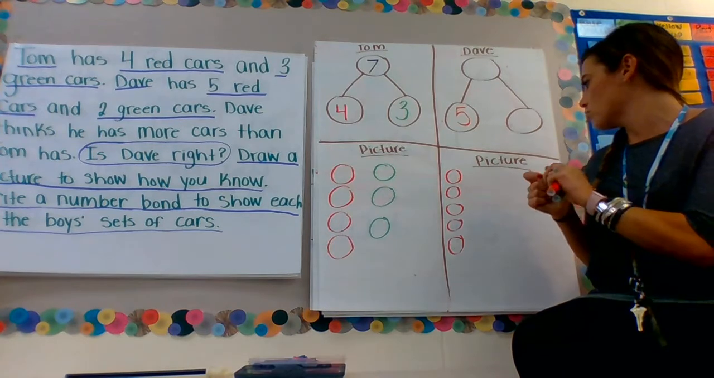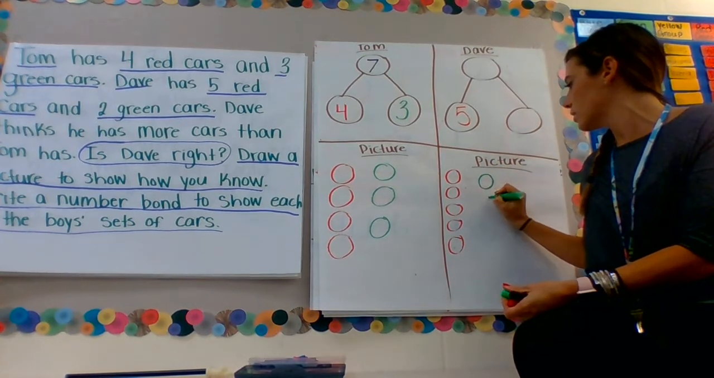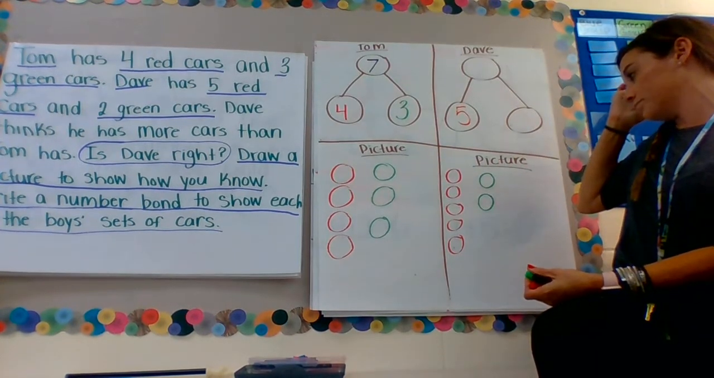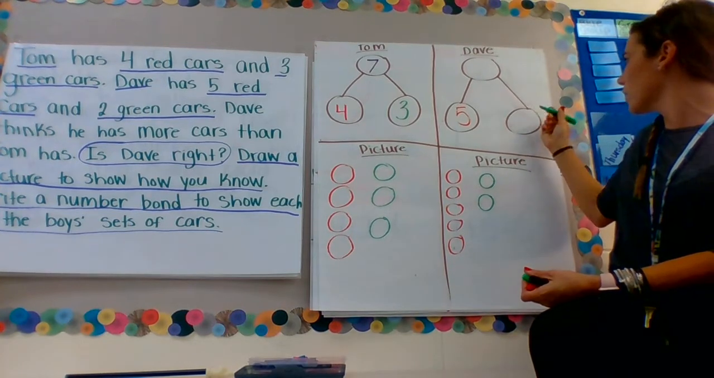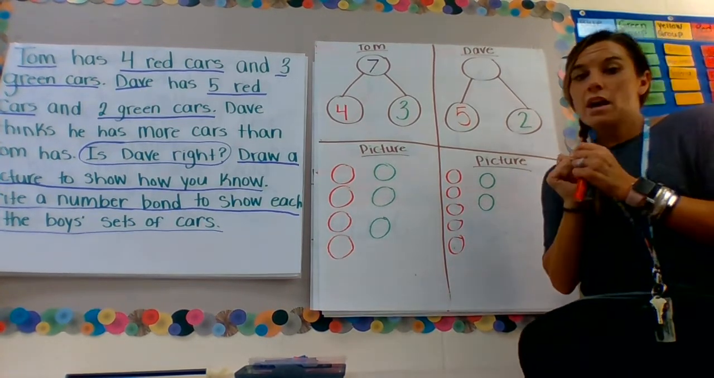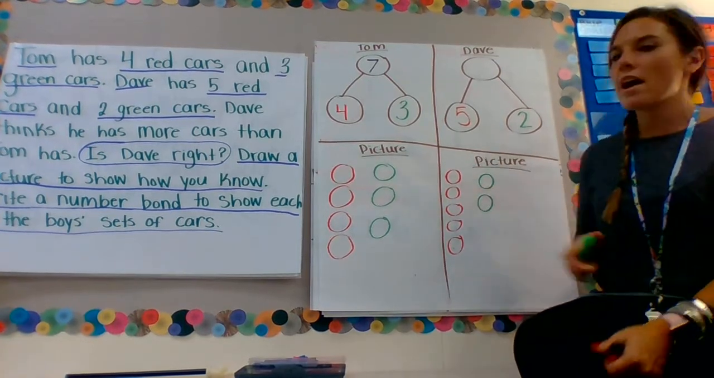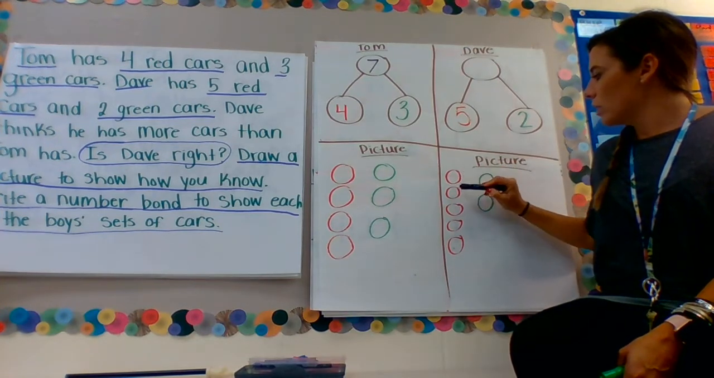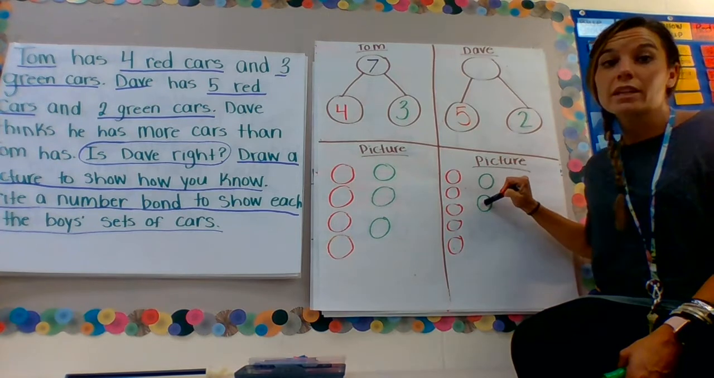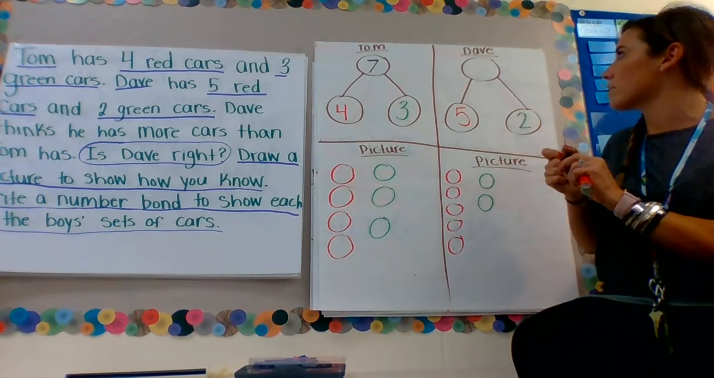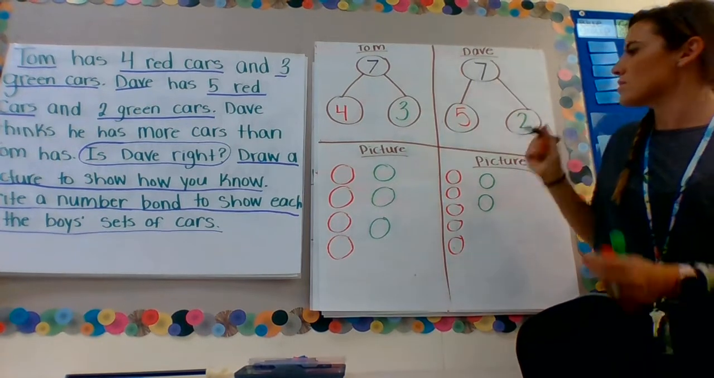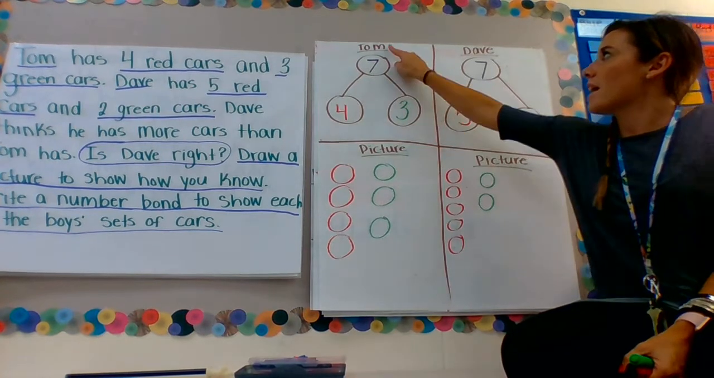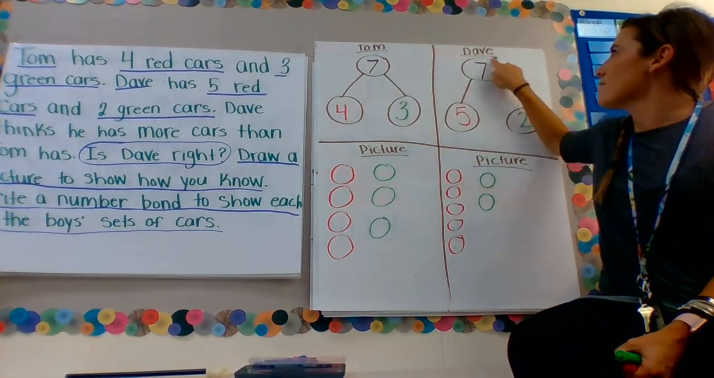So I'm going to draw 2 green magic circles. 1, 2. And where am I going to write the number 2? Point to where I'm going to write it on the number bond. If you pointed here, you got it. So now I need to figure out how many does Dave have altogether. So in order to do that, I'm going to count my circles. Here we go. 1, 2, 3, 4, 5, 6, 7. So he has 7 altogether. Oh my goodness. So look at that. So we have Tom, who has 7, and Dave has 7.